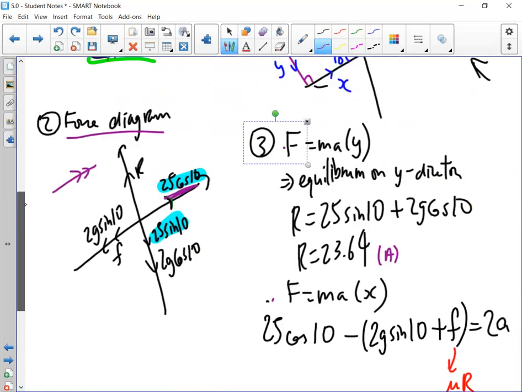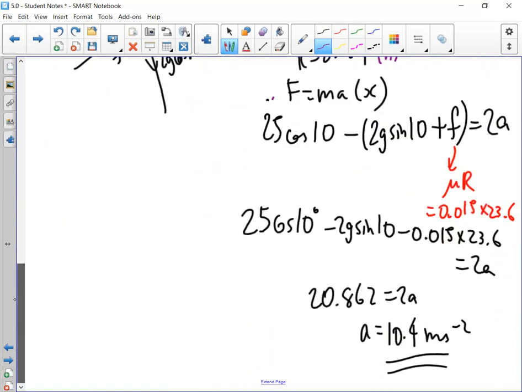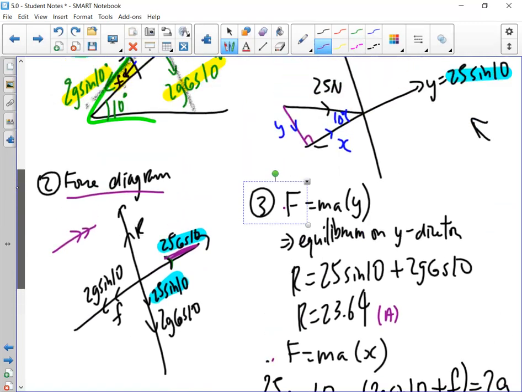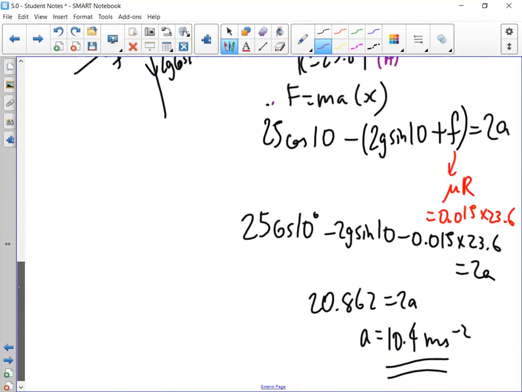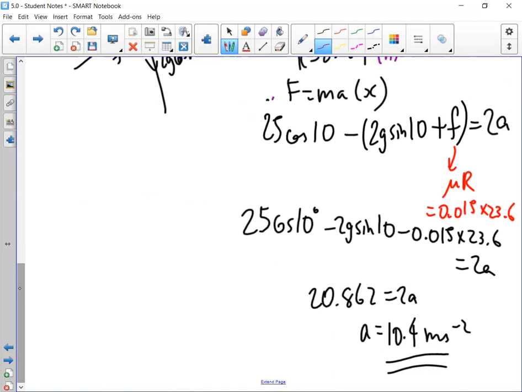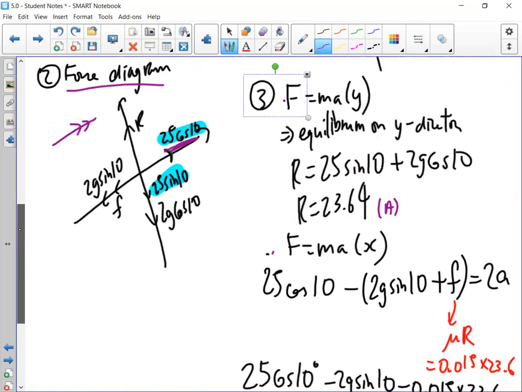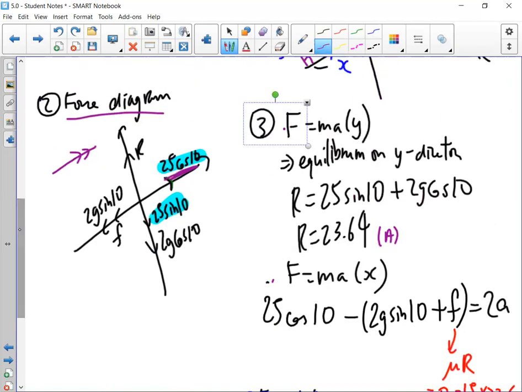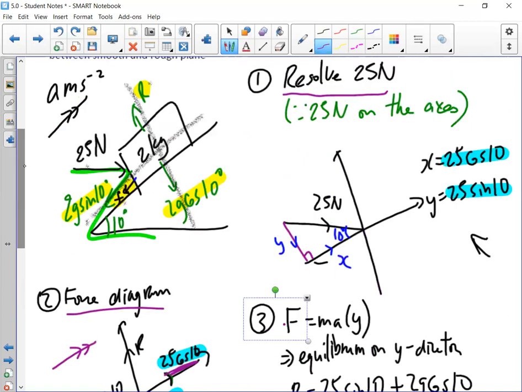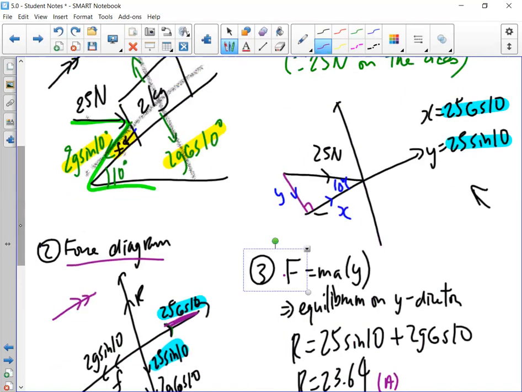For example, the question could be: part A, work out the acceleration, and part B, work out the reaction. But we've worked them all out, so you don't really have to follow what the question says. If you know it's a force question, just follow my working out. Step 1, resolve any forces that are not on the axis. Step 2, force diagram, and step 3, F equals ma on y and x.